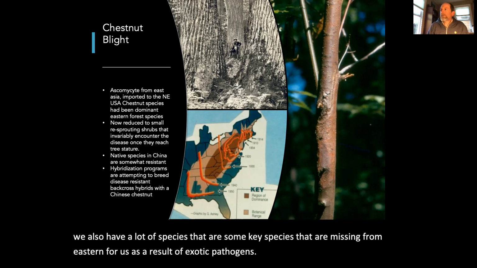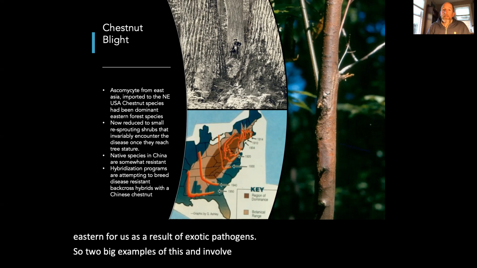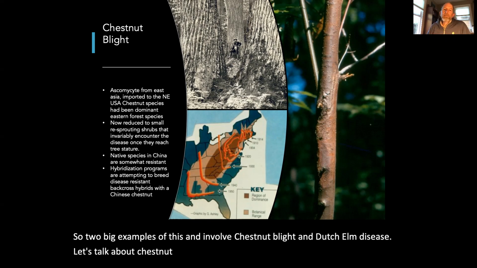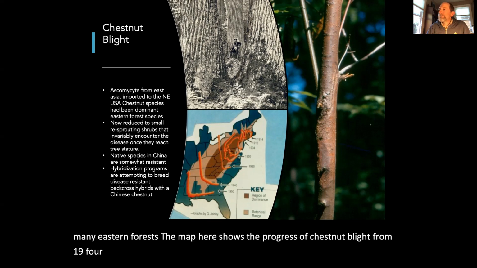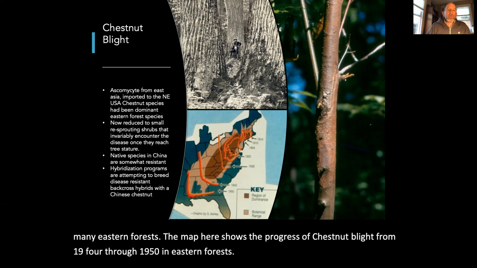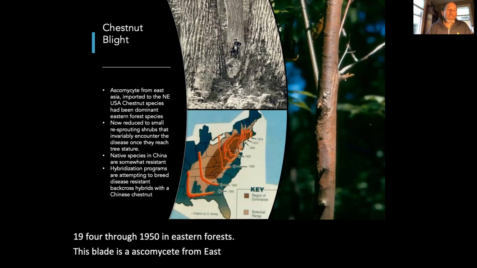So two big examples of this involve chestnut blight and Dutch elm disease. Let's talk about chestnut blight first. Chestnuts used to be large components of many eastern forests. The map here shows the progress of chestnut blight from 1904 through 1950 in eastern forests. This blight is an ascomycete from East Asia. It was imported to the Northeast US and then just kind of took off and ran rampant.